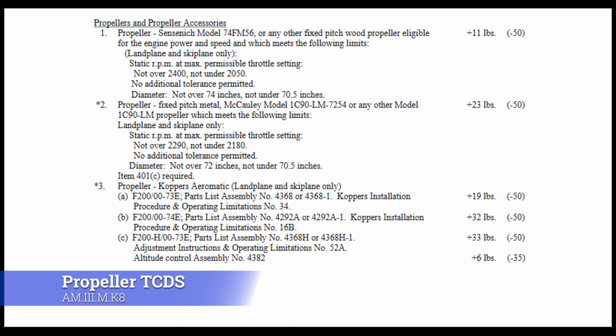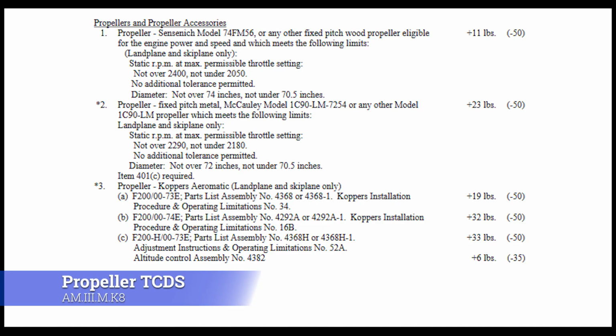Now, look at the diameter. It says not over 74 inches and then not under 70.5 inches. So we know that in order for it to operate correctly, it has to be at least 70.5 inches across. You can't have a little small propeller up front turning, because it's going to produce a lot of air to cool the engine, but it's not going to be big enough to get over the wings and actually get some thrust going, so that it'll go forward.